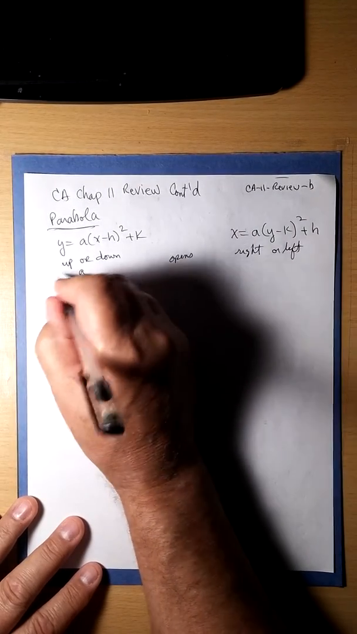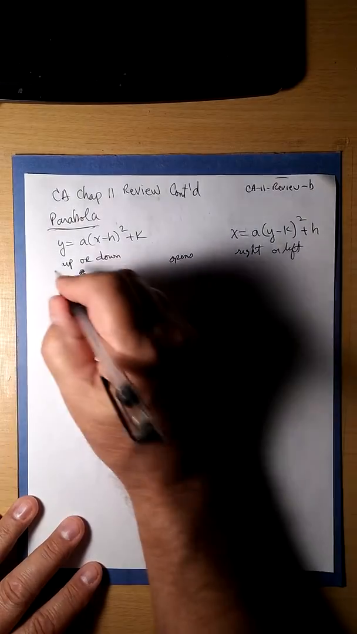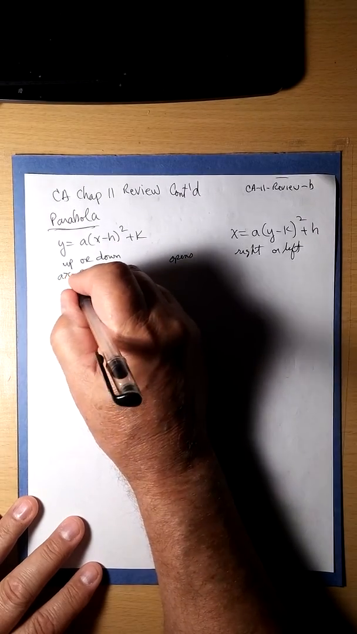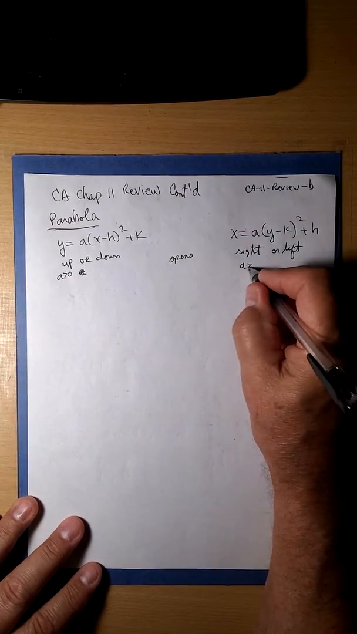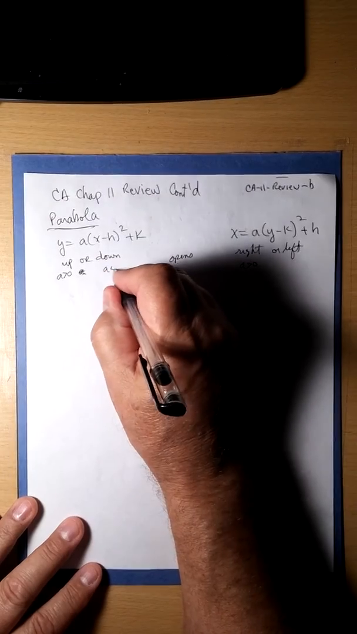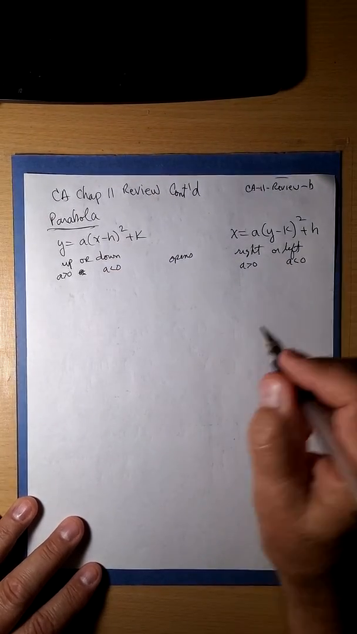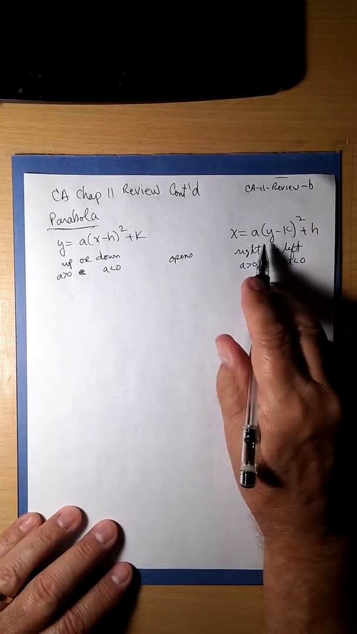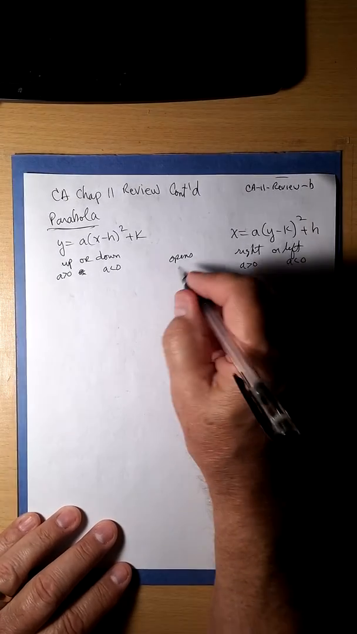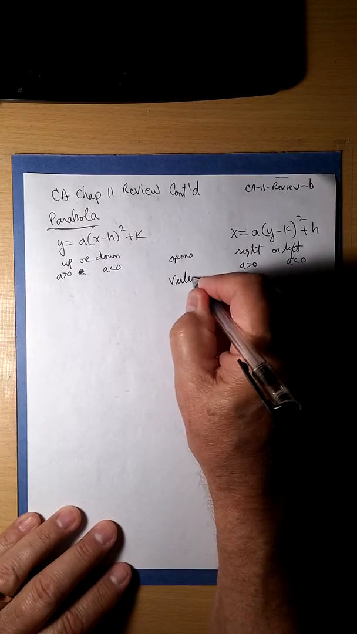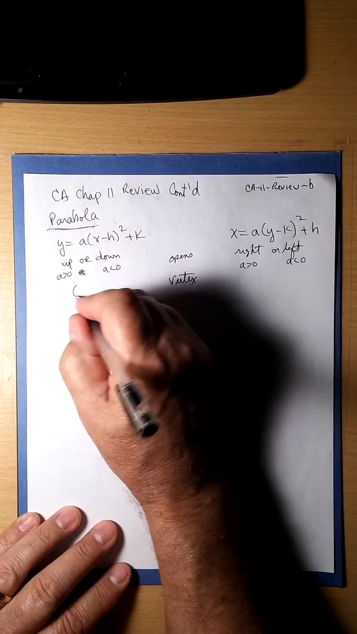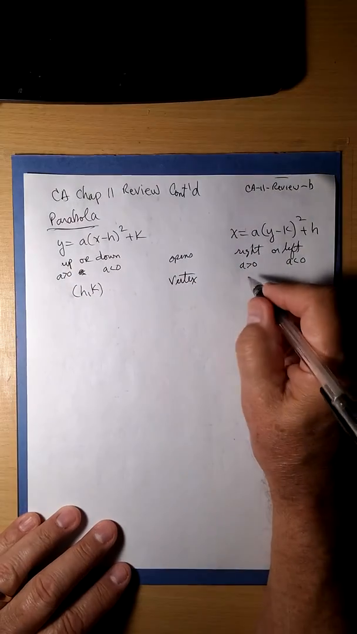If a is greater than 0, it opens up or right. A less than 0, it opens down or left. So the a here controls that. I guess we should have said, because it's probably the most important point, the vertex is (h, k) for both of these.